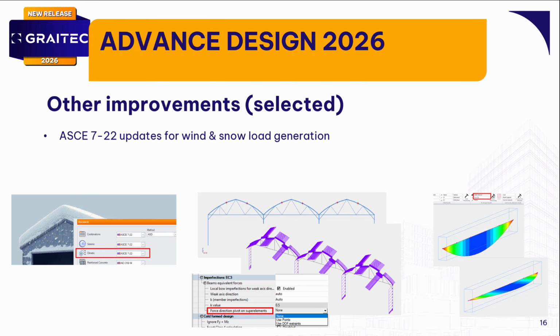So any other improvement here? Again, we have so many other improvements, but here we have just selected ones. So now we have AISC 2022 update for wind and snow load generation in Advanced Design. So now, as you see here, the new climatic load generator can be accessible right when you are starting the project. And now you see that we have the 7-22 version, which you can actually add to your structure. And as you know, in Advanced Design, we have the wind generators and load generators, but now we have updated them to the latest version.